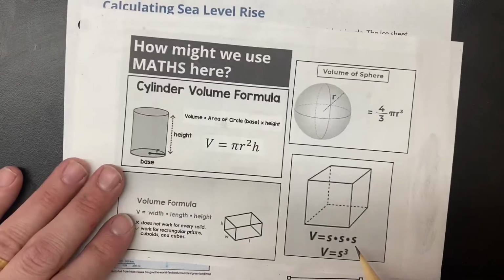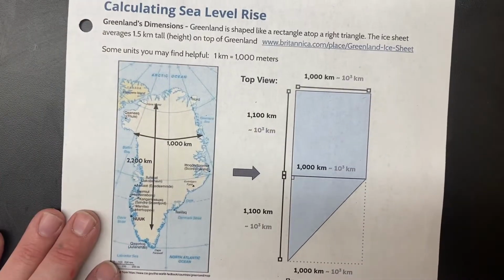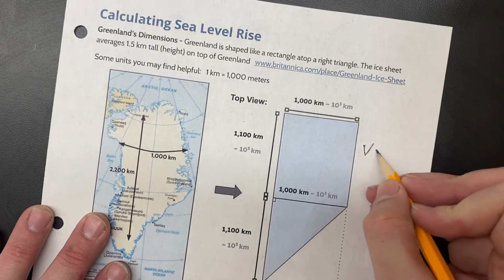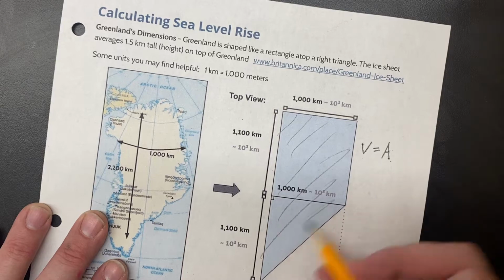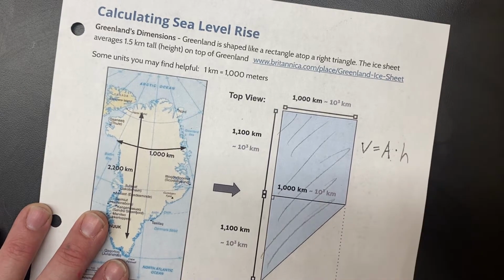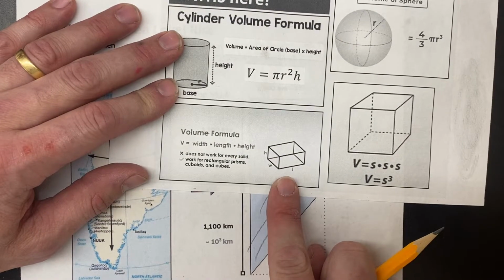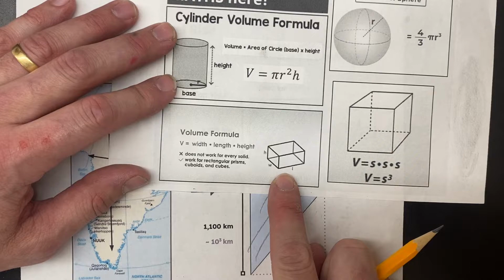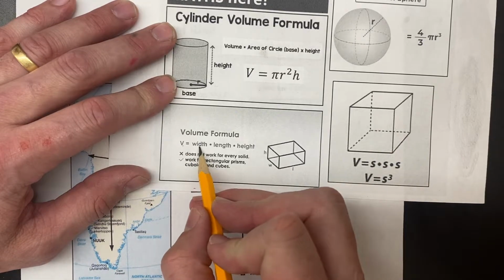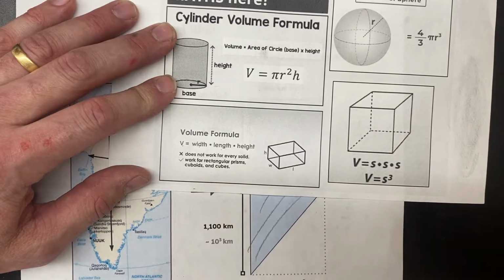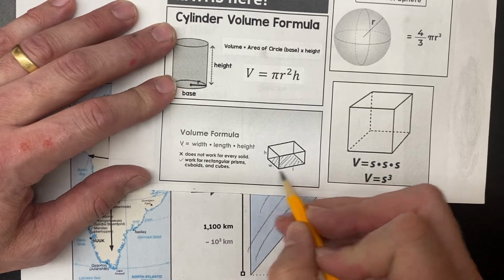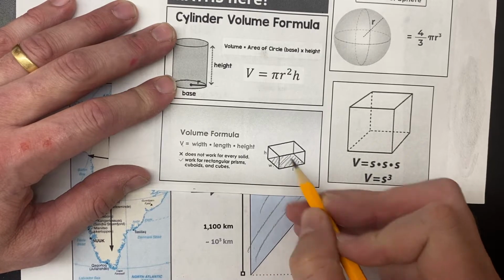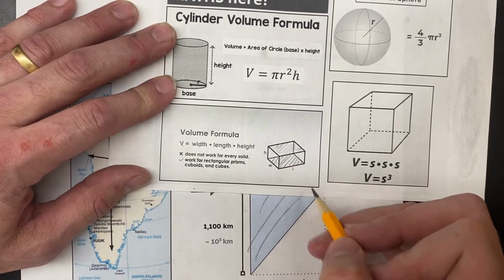I'm going to suggest something slightly different, which is to use the fact that the volume of the shape is equal to the area of the top of the shape times the height. Notice this formula here is actually using that same thing. When we say volume equals width times length times height, the width times the length is an area, and it's the same area as the top of the shape up here.